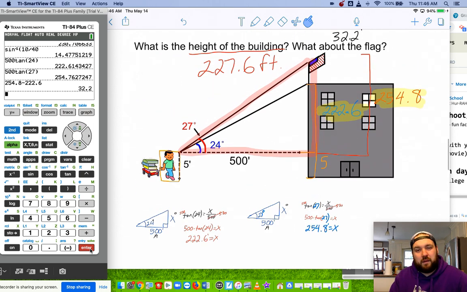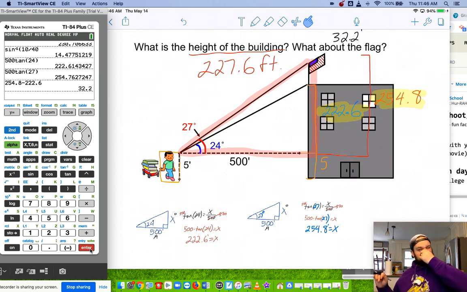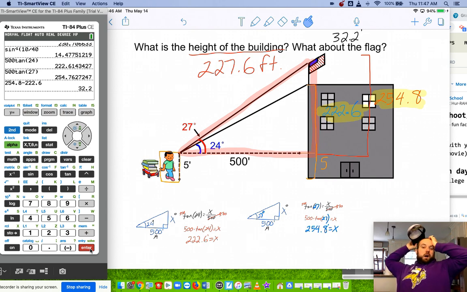That's a longer problem and definitely a multi-step, multi-part problem, especially with the 5 feet tall of the person. I had to include that as well. But this is kind of the level of problem that we can do now using trigonometry.